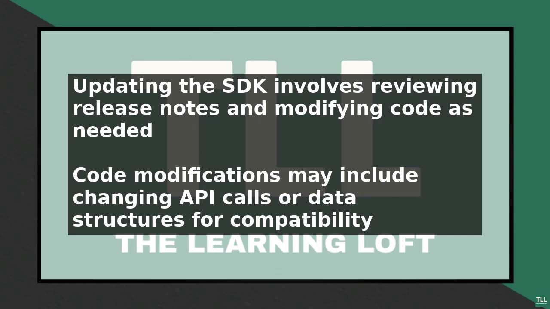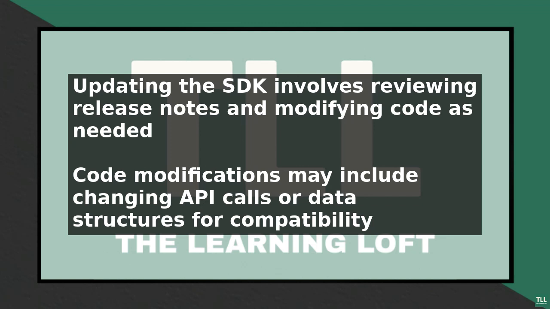Best practices for versioning the Build.com API SDK include maintaining a changelog to track updates and modifications. This helps you keep a record of changes and ensures you can revert to a previous version if needed. You should also use a version control system, such as Git, to manage different versions of the SDK.